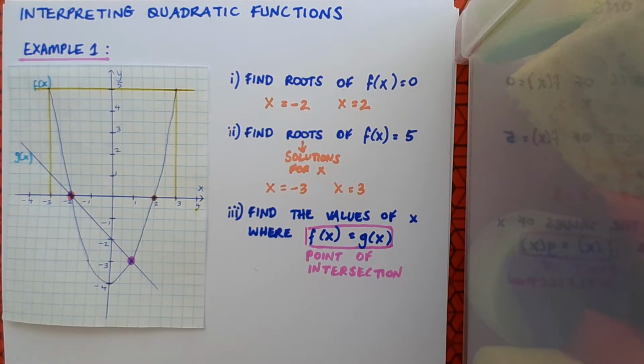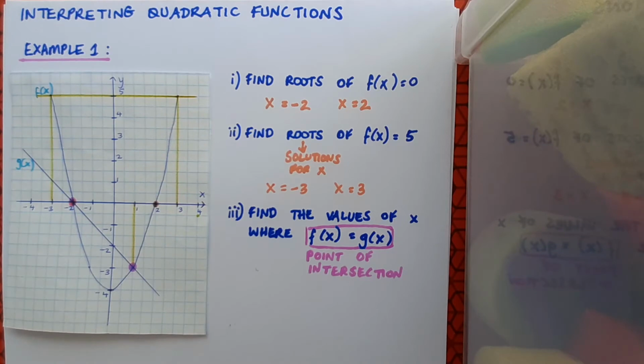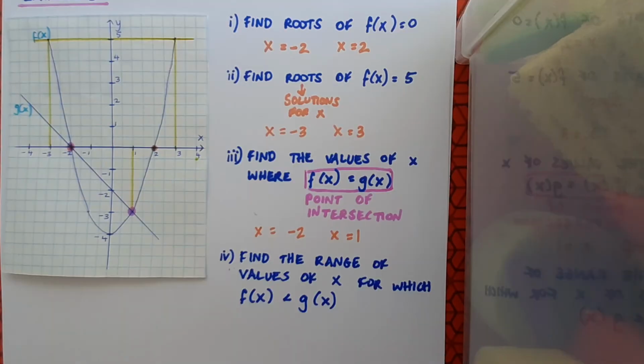So I can see that these two functions intersect at this point here, which is actually on the x-axis. So I haven't got to even travel to find the x value. I can see straight away it's minus 2. And also here at this other pink dot. And if I travel up to the x-axis for this, I get a value of 1. So my solutions for this are x equals minus 2 and x equals 1.